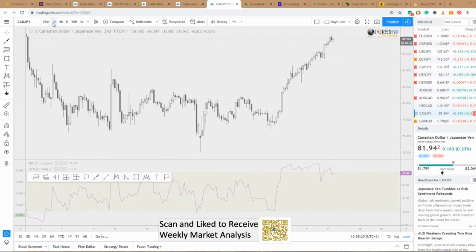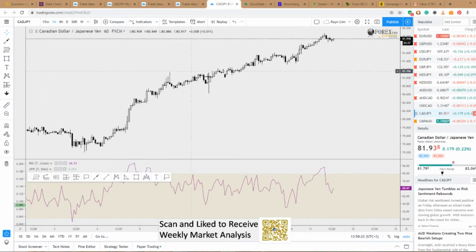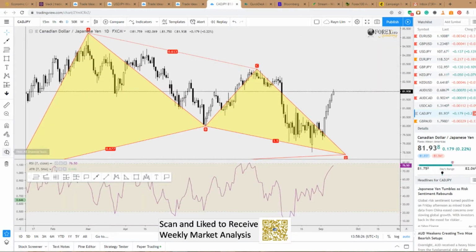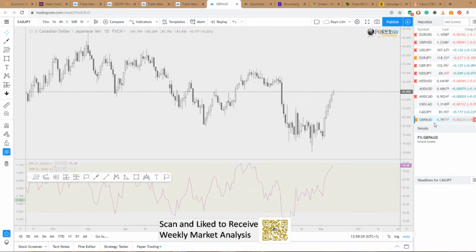To the 1 hour chart. On the 1 hour chart, very bullish movement, nothing much from there. Alright, to the last pair of today.